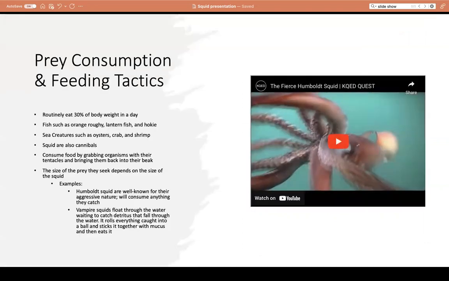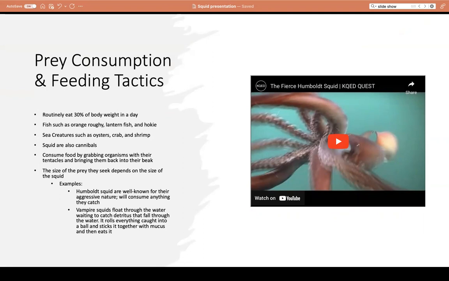Prey consumption and feeding tactics. Roughly around 30% of body weight for squids is eaten in a day. This includes fish and sea creatures like orange roughy, lanternfish, hoki, oysters, crab, and shrimp. Squid are also cannibals, so depending on the species and the size, they do eat other squids. They consume by grabbing organisms with their tentacles and bringing them back into their beak. The size of the prey, like I said, does depend on the size of the squid.